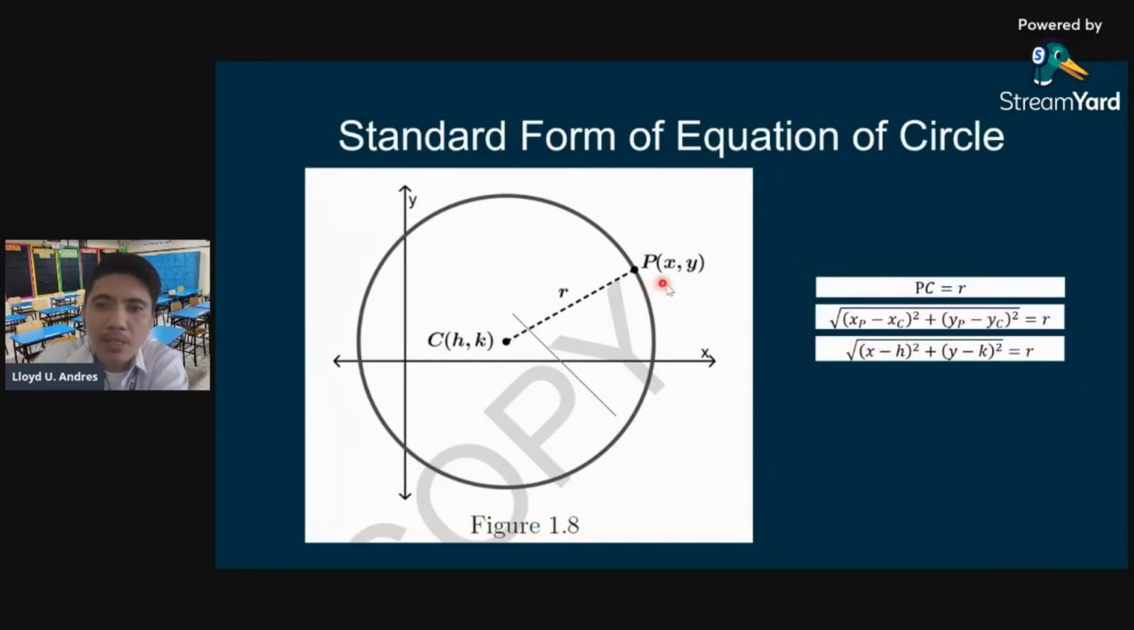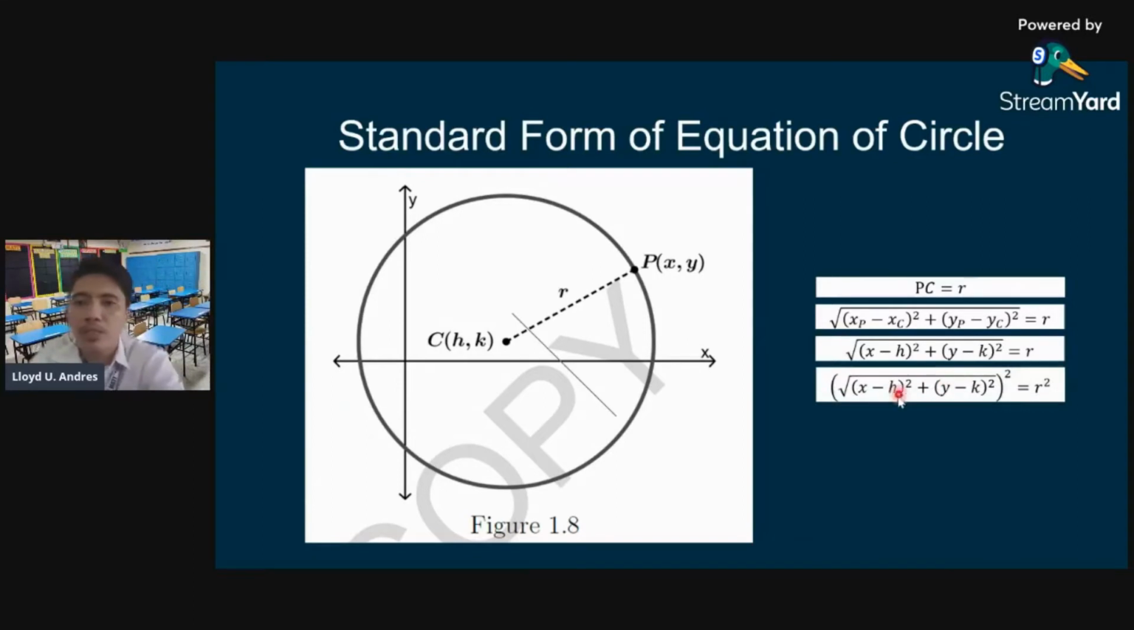The x coordinate of the point P is simply x, so substitute it here. And then same goes with y. The y coordinate of our point P is y, so that's why this becomes y, while the y coordinate of our C is k. That's why this becomes k.